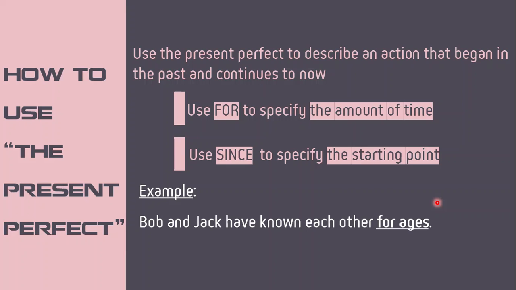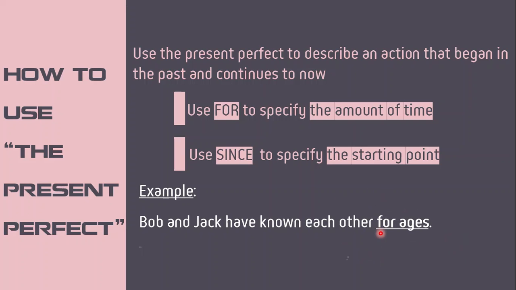The first one, Bob and Jack have known each other for ages. This one means, for example, Bob and Jack met each other in the 1970s and they are still friends now. And ages here is actually the amount of time, so we use the word for, right?